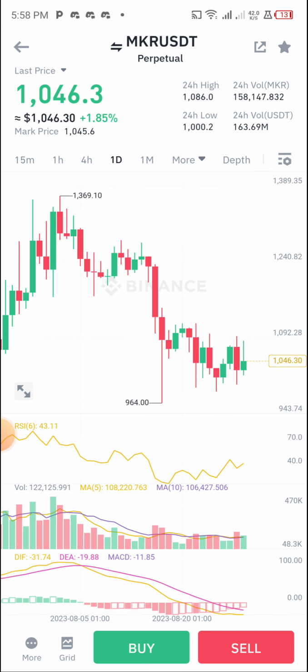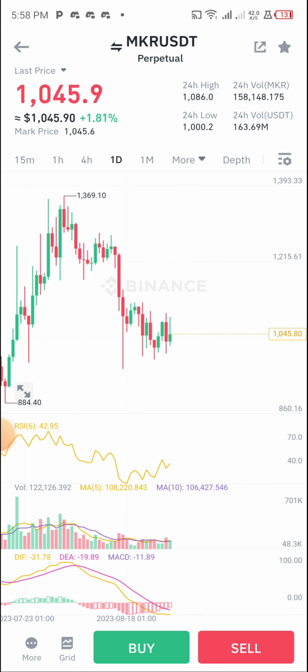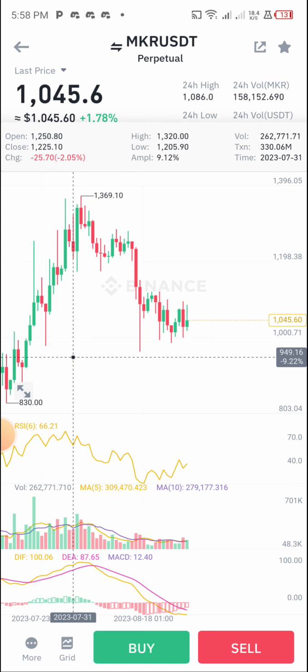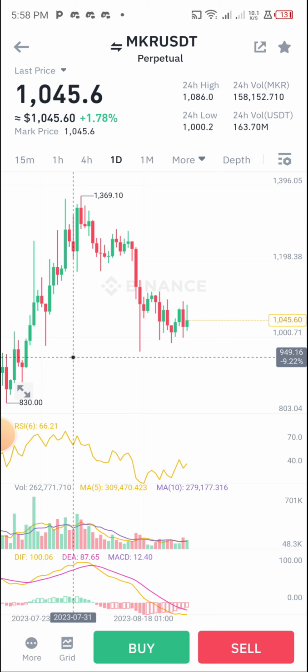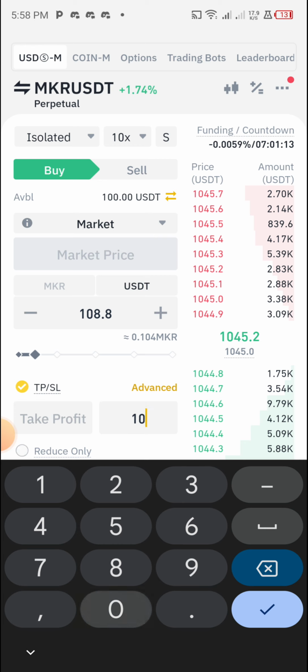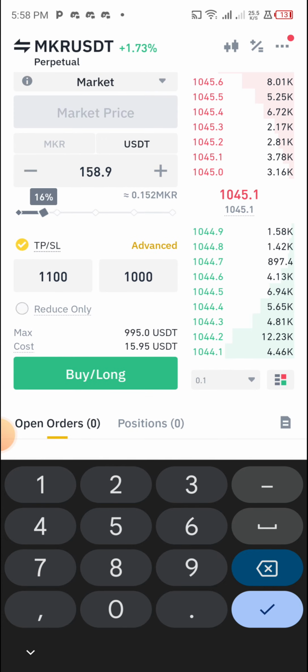Let me go to the daily. Okay, I'm buying. I'm just giving you an instance. I'm buying, so because I am buying, my stop loss is going to be underneath. Let me say my stop loss should be 1,000, and my take profit should be 1,100. That's because I am buying. This I'm buying with $10.